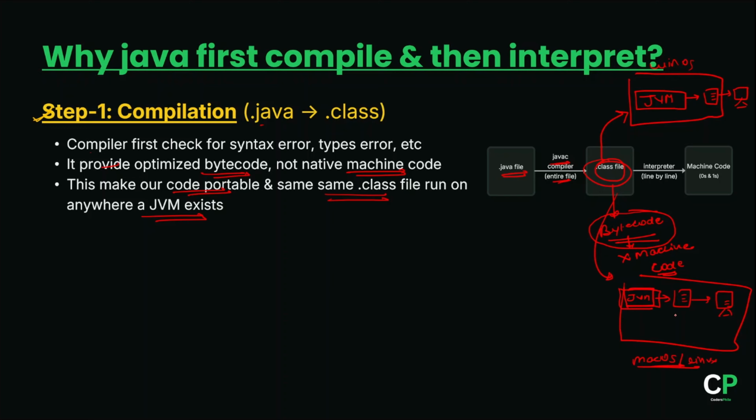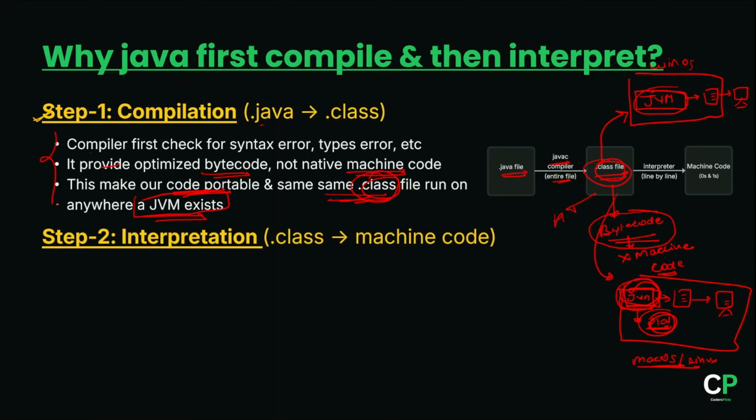So this .class file remains platform independent, but this JVM is platform dependent because it is different for different OS. For Windows OS, this JVM will be different. For Mac OS, this JVM will be different, but this .class file remains the same. So therefore it is said that this makes our code portable and the same .class file can run anywhere a JVM exists.